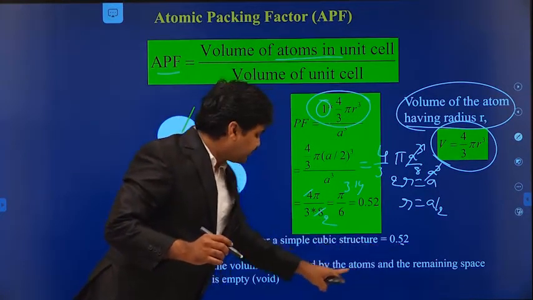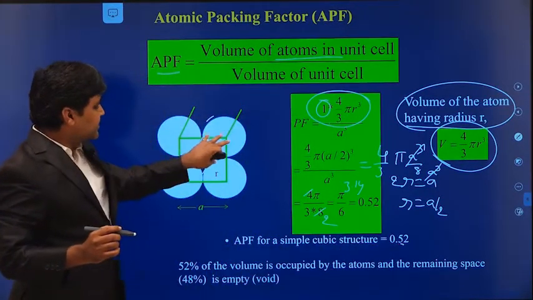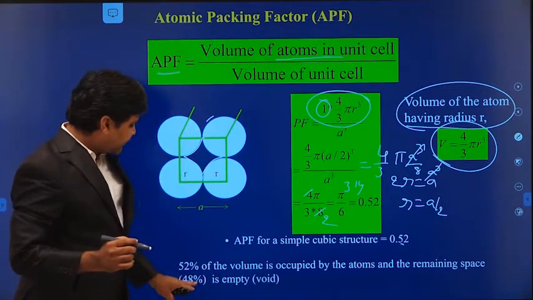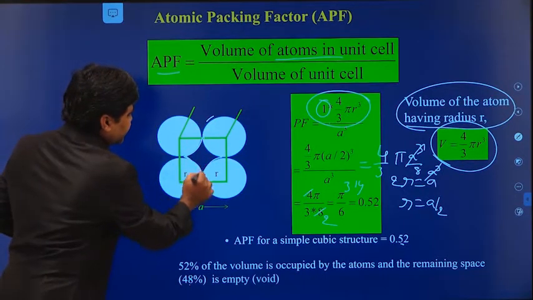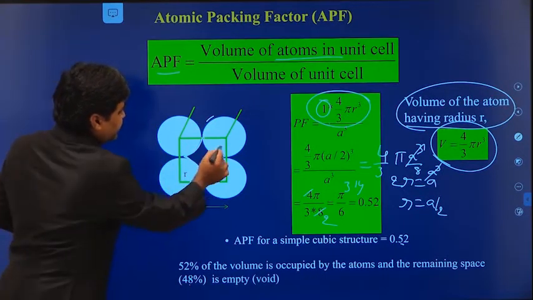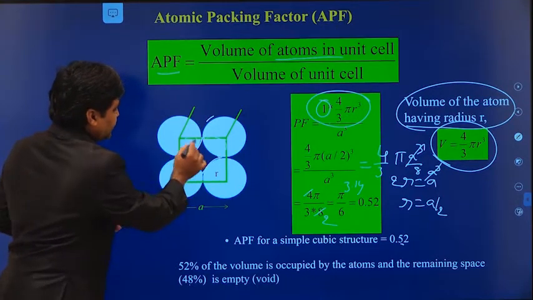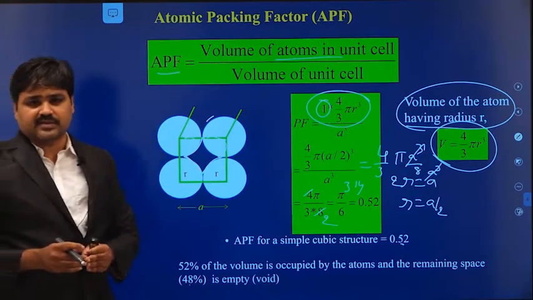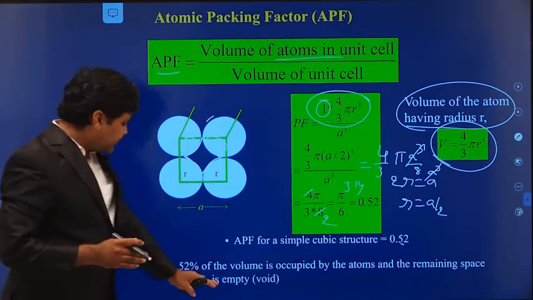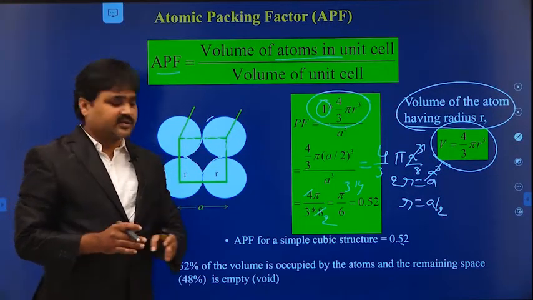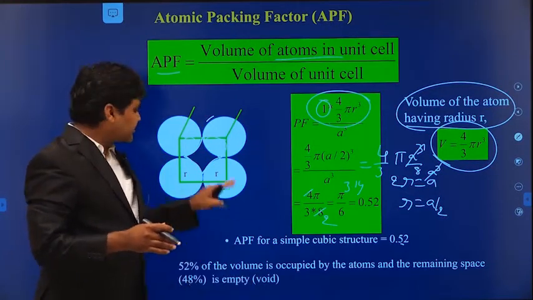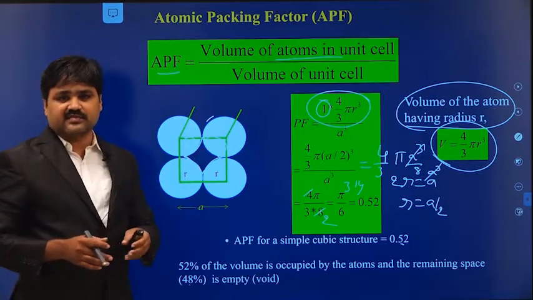That means only 52% of the volume is occupied by these atoms, and the remaining 48% is empty. This is the empty space; the volume occupied by the atoms is only this area. More than half is occupied by the atoms, and the 48% is occupied by voids, which means the space is free. Most of the space is free in case of the simple cubic lattice.